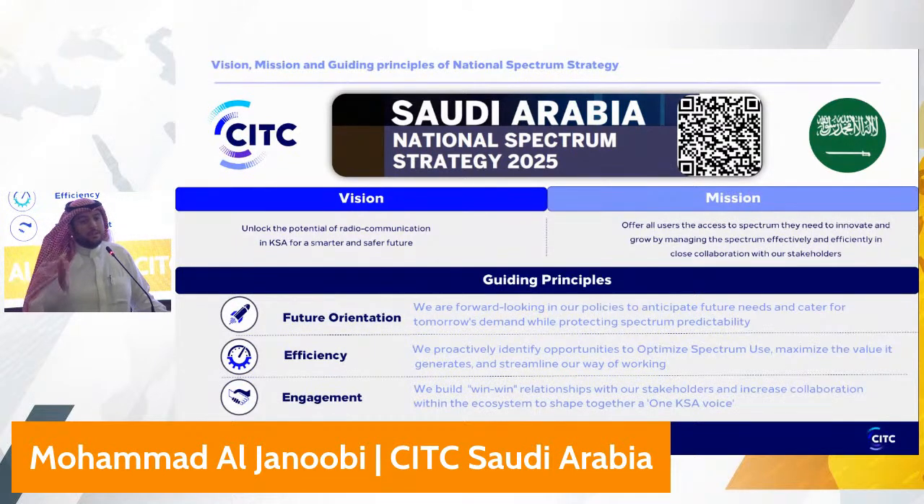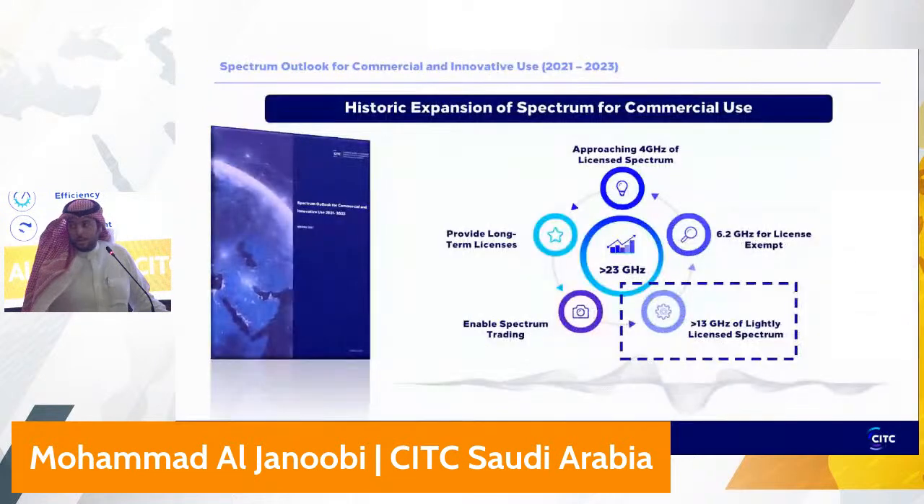One of the very important goals and initiatives of that national spectrum strategy was enabling innovative and commercial use of spectrum. We started working on this important initiative, and last year we published our commercial and innovative use of spectrum outlook, which considers identifying a big chunk of spectrum for a new regime that we will adopt in Saudi Arabia. We called this regime lightly licensed spectrum. We identified 13 gigahertz, which is not a small chunk of spectrum.